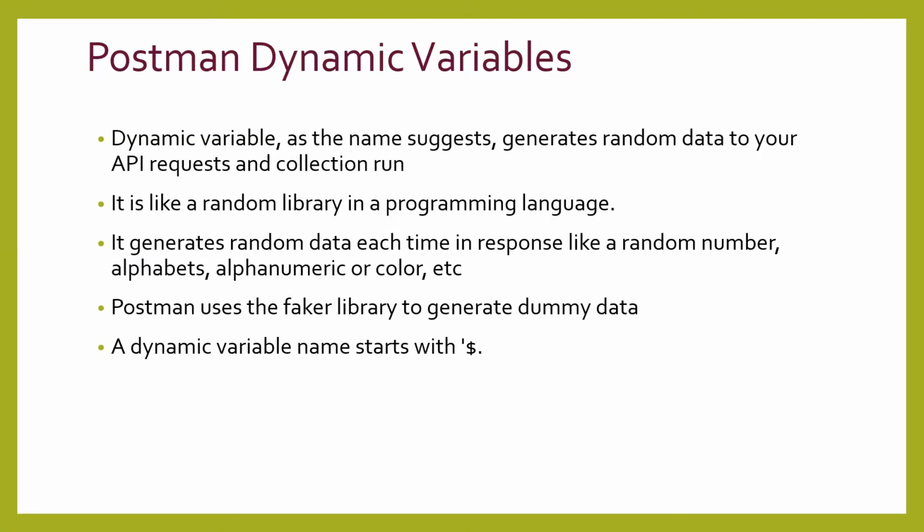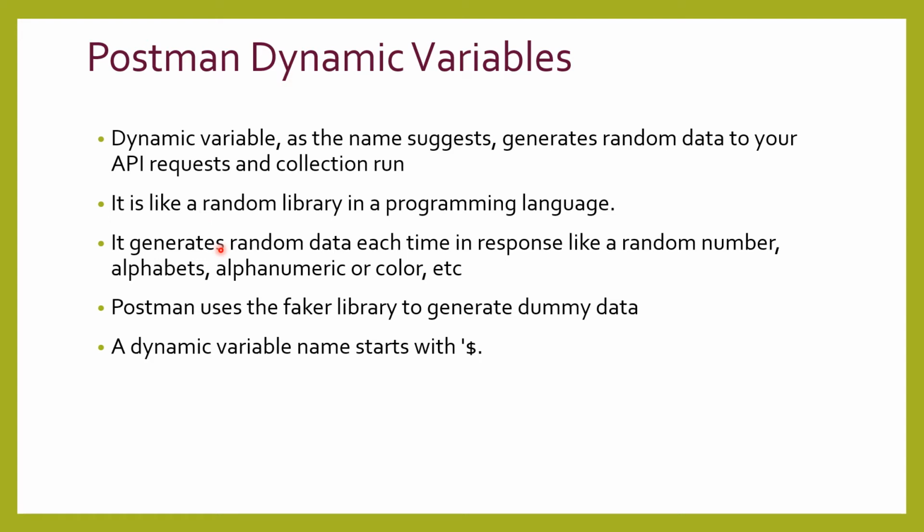Dynamic variables, as the name suggests, generate random data for your API request and collection run. So if you are working on the kind of API request wherein you need some kind of random data every time, you can make use of these pre-built dynamic variables.